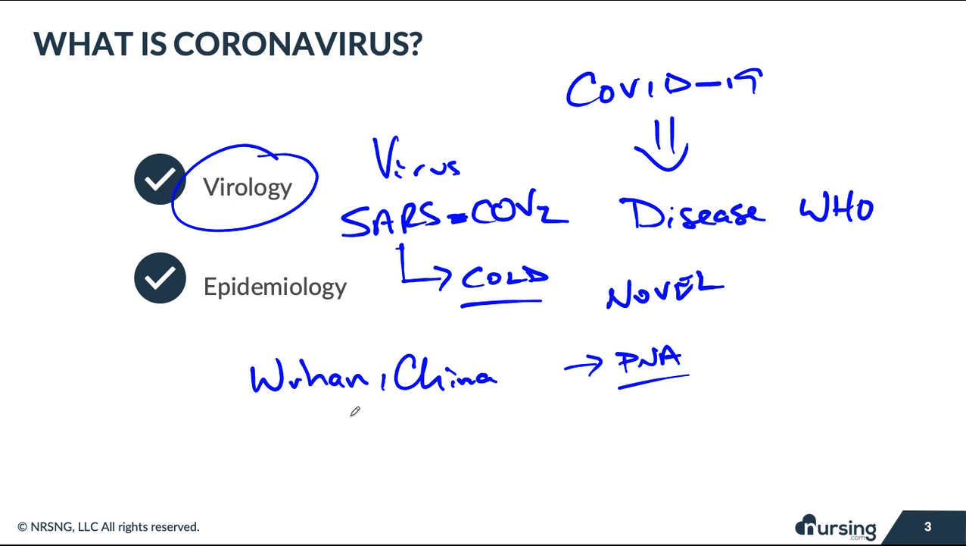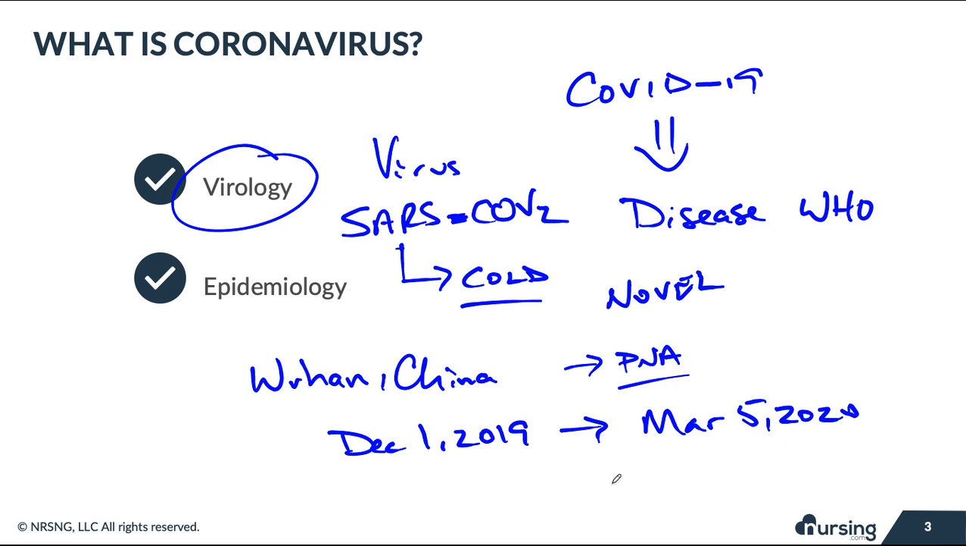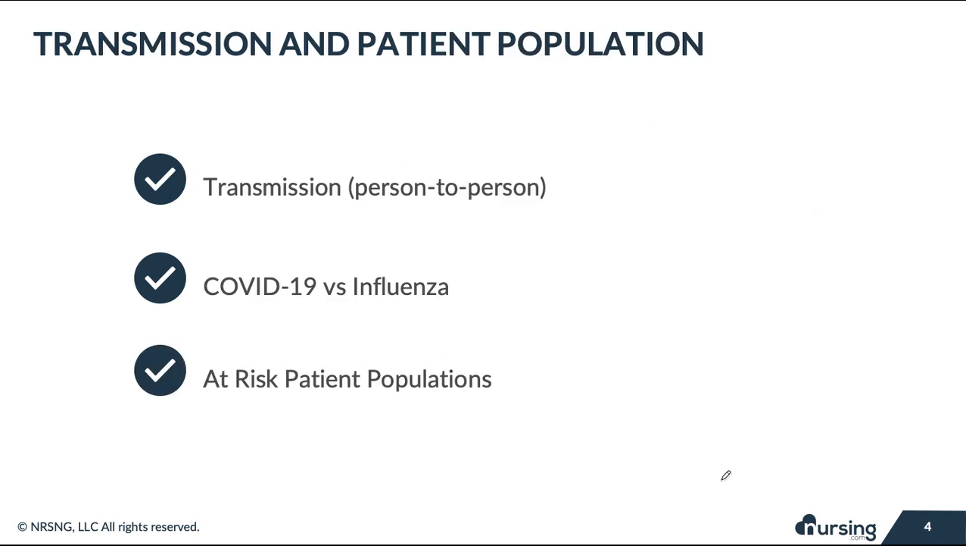If we go back to Wuhan, China, it started around December 1st, 2019. Since then, and today is March 6th, right around the last reported date, March 5th, 2020, in the United States there have been 10 confirmed deaths and over 148 cases of this coronavirus, which has become a major problem.